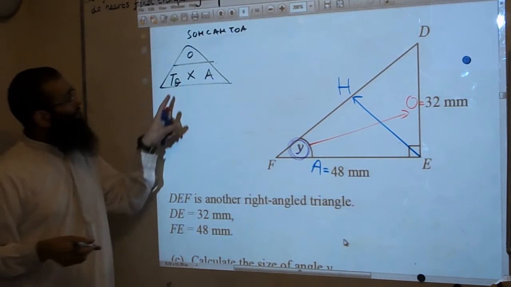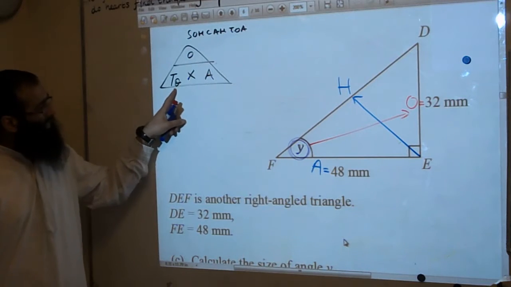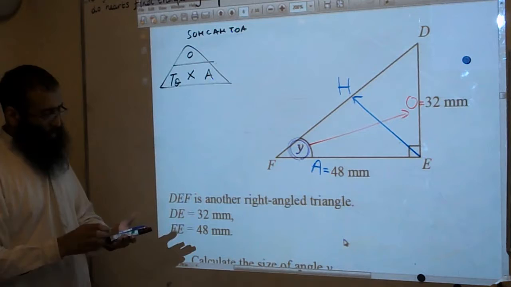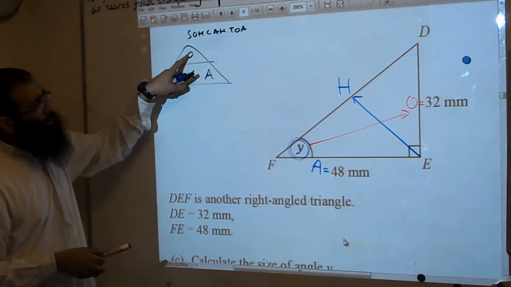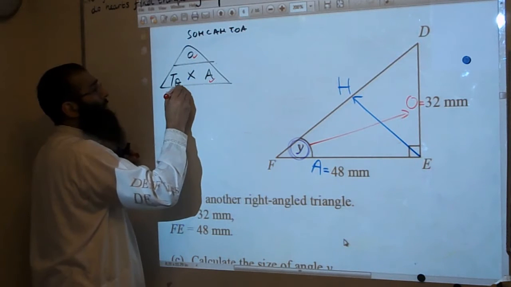Okay, now this symbol here, theta, which is the Greek symbol we use for angle, this here actually corresponds to my Y. We'll do that in a bit. Now, what do we know? We know the O value and we know the A value. We've got to work out this value. So we know it, and we don't know it.